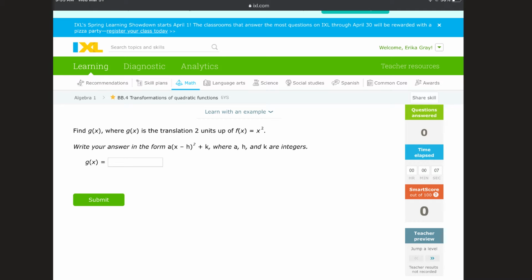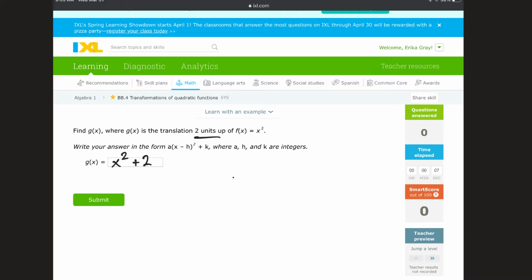First question type you will get will look like: find g of x, where g of x is the translation 2 units up of f of x equals x squared. So this is our parent function, right? And I need to go 2 units up. So if I'm going 2 units up, I know I'm going to have x squared plus 2. And that'll be it. Let's move on to another one.